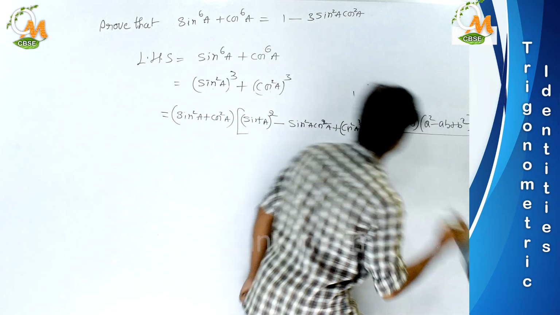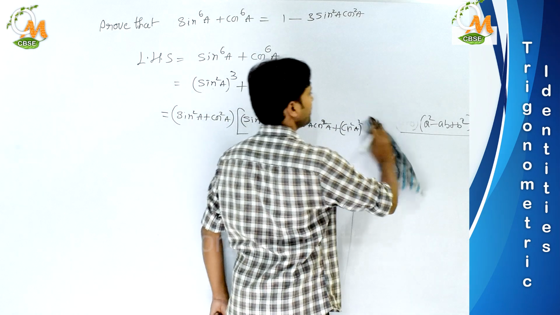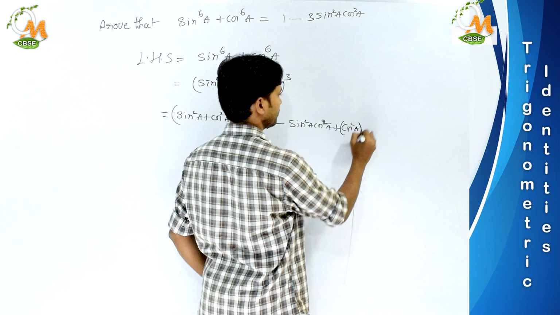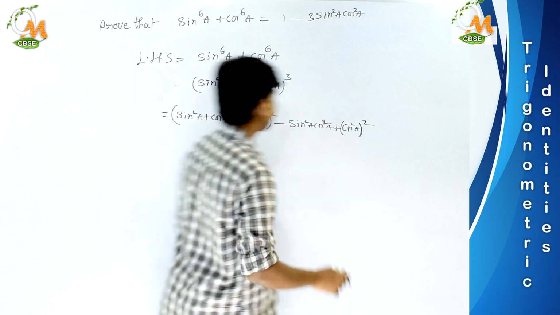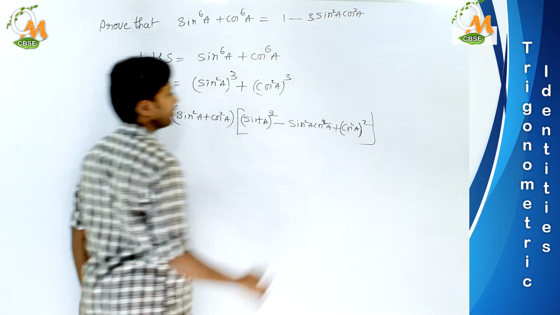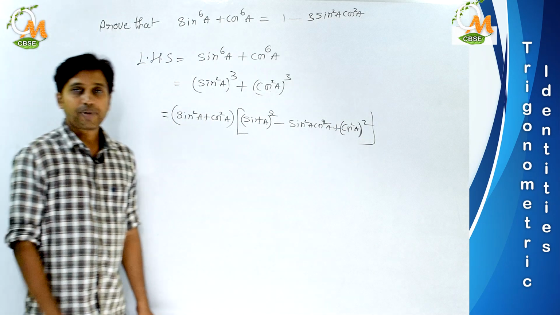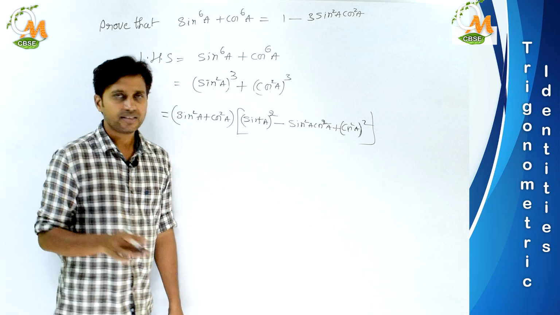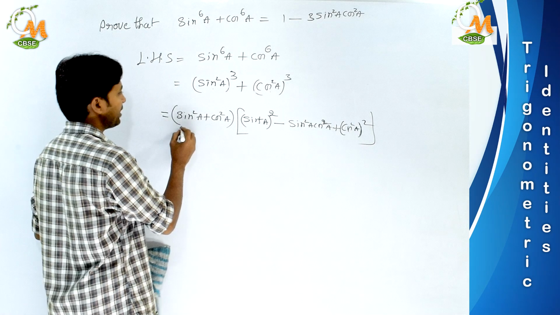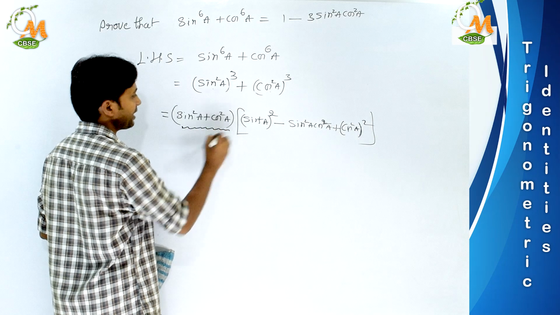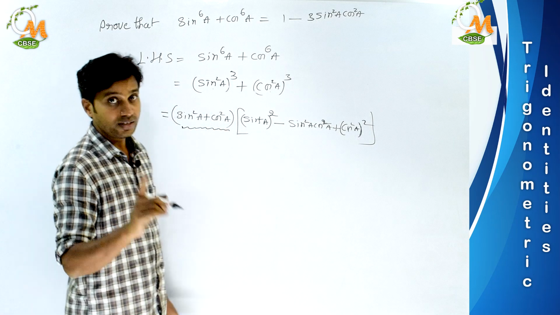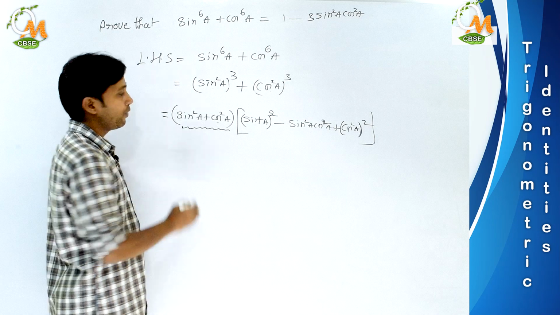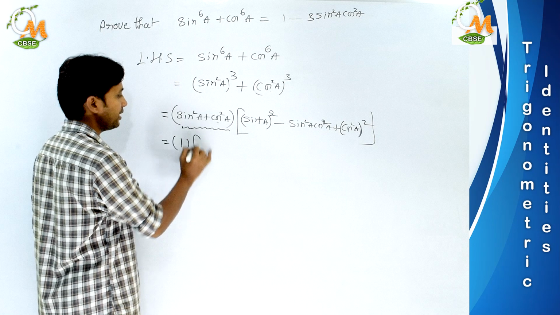Let me rub this as the space is not sufficient. Now this was further expanded into this form. It looks like a very big expression but it is very easy. Just see, you can observe here that this is a standard trigonometric identity, identity number 1, sin square theta plus cos square theta, the value of which is 1. So we can write this as 1 into.